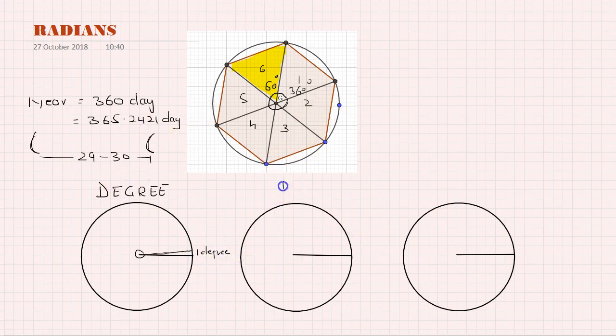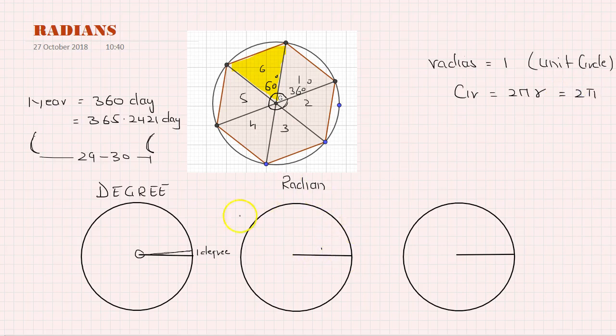Now what is a radian? If I draw a circle of radius 1, this is called a unit circle. Then its circumference, the formula of circumference being 2 pi r, r being 1, is equal to 2 pi. So if this is 1, this is 2 pi. So radian is a measurement when I take it in terms of pi.